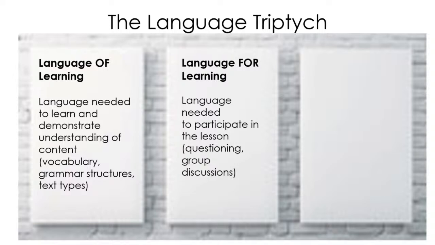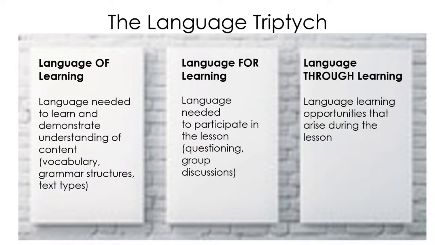Because when students do discussions in English, they need to agree, they need to disagree, they need to ask for clarification, they need to paraphrase if someone explains something and the others don't understand. So this is called the language for learning. It's the language in the class to ask and answer questions. It's the language for group work. Okay.